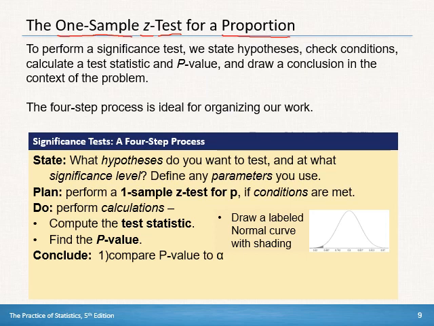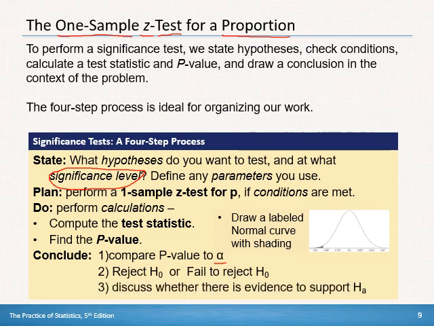The conclusion has three components. We want to compare the p-value we got, that's the shaded region, right? It's the probability that we would be as extreme or more extreme than the statistic we got, assuming the null hypothesis is true. So we compare our p-value to alpha, the significance level we claimed up above in the state. Then we decide whether we're going to reject or fail to reject H naught. And then finally, we discuss whether there is convincing evidence or not convincing evidence for HA.